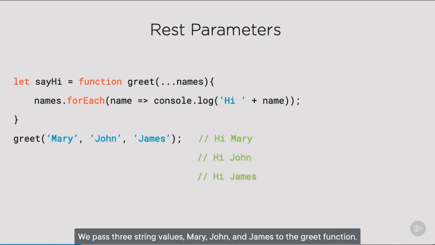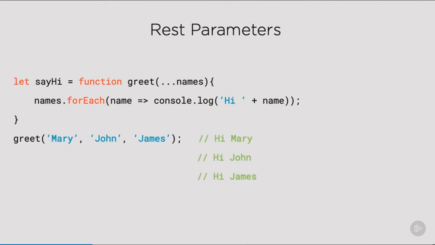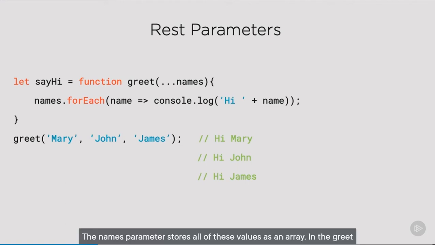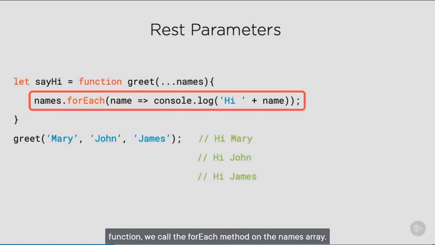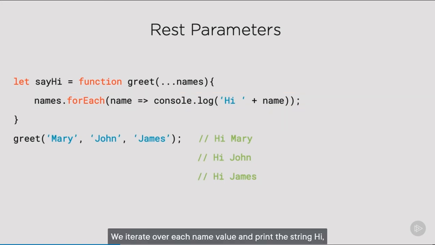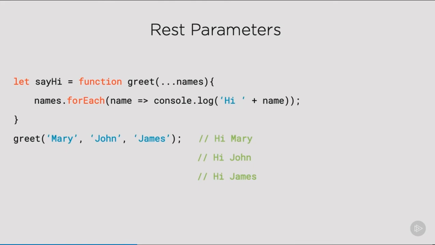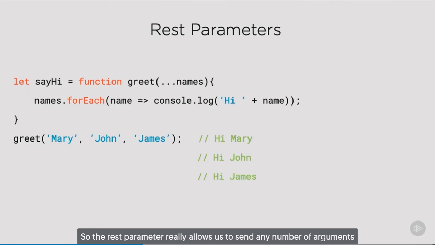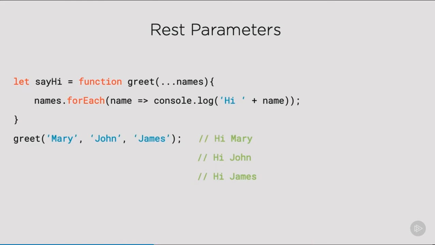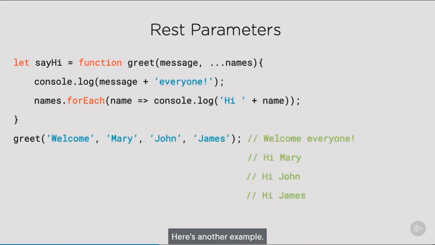We pass three string values, Mary, John, and James, to the greet function. The names parameter stores all of these values as an array. In the greet function, we call the for-each method on the names array. We iterate over each name value and print the string hi followed by the name to the console. So the REST parameter really allows us to send any number of arguments to a function and then collect them in an array. Here's another example.